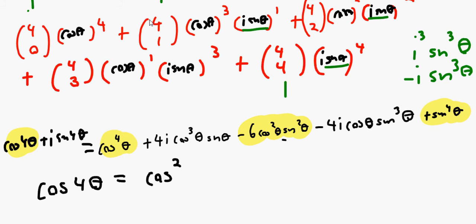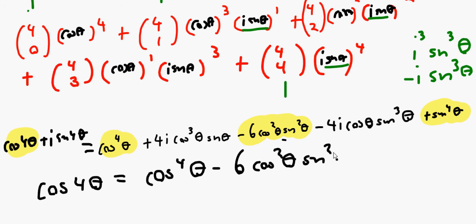Oh, sorry, keep doing that. Cos to the power of 4 theta minus 6 cos squared theta sine squared theta plus sine to the power of 4 theta. Is that okay with you guys?